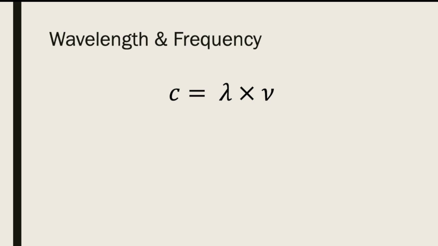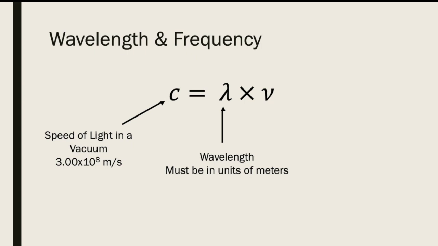Our equation that relates frequency and wavelength for light is c equals lambda times nu, where c is the speed of light in a vacuum, which is a constant 3.00 times 10 to the 8th meters per second. And again, lambda is our wavelength. It must have units of meters for this calculation to work correctly. And nu is our frequency in hertz. One thing to remember with hertz is that 1 hertz is the same as saying 1 over seconds. So we'll see how the units cancel when we do some example problems.